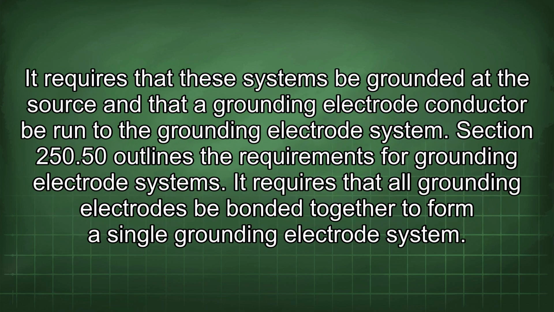It requires that these systems be grounded at the source and that a grounding electrode conductor be run to the grounding electrode system. Section 250.50 outlines the requirements for grounding electrode systems. It requires that all grounding electrodes be bonded together to form a single grounding electrode system.